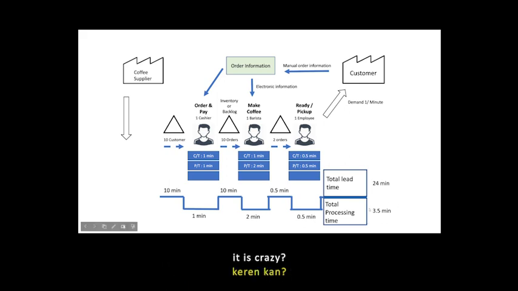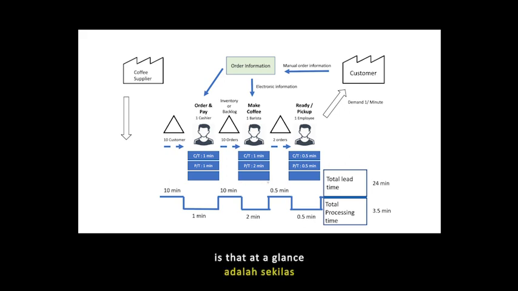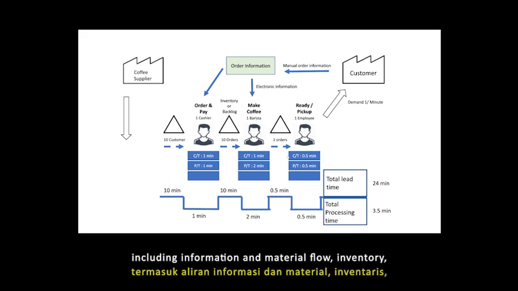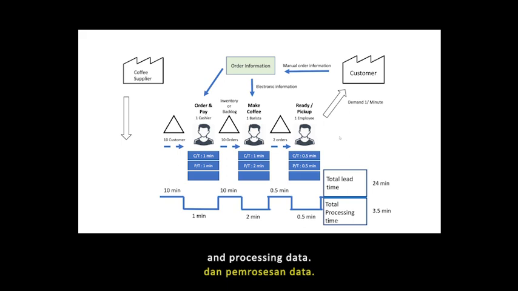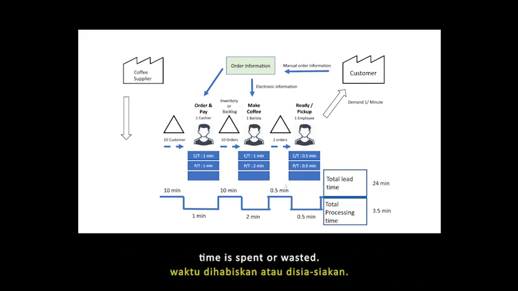Is that crazy? The main benefit of the value stream map is that at a glance, we can see the process from end to end, including information and material flow, inventory, and processing data. We can see the delays, bottlenecks, and identify where time is spent or wasted.